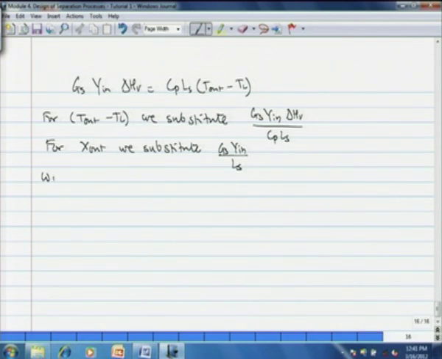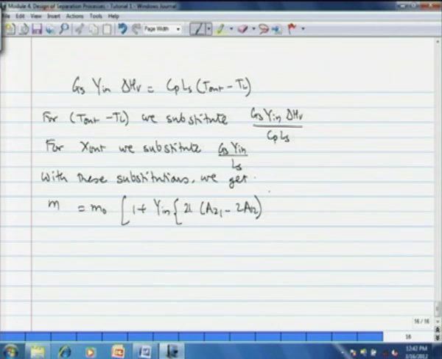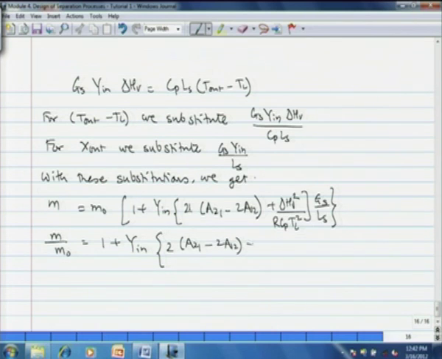And with these substitutions, we get M is equal to M naught into 1 plus Y in into the bracket 2 into A21 minus 2A12 plus delta HV square divided by R Cp TL square, bracket complete, into Gs by Ls. Okay. Or we take M by M naught equal to 1 plus Y in 2 into A21 minus 2A12 plus delta HV square by R Cp TL square.